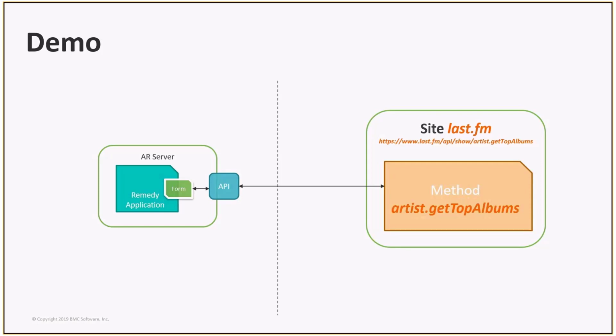So what we're going to be doing for our demo today is making a call out to a RESTful service out on the internet by the name of last.fm. We're going to be making a call to the API artist.getTopAlbums, and the input we're going to be providing is the artist name. That is going to make the call out to the external system. It's going to return a list of the albums to us, and it's going to list it in a table. So let's go ahead and get started with that demo.